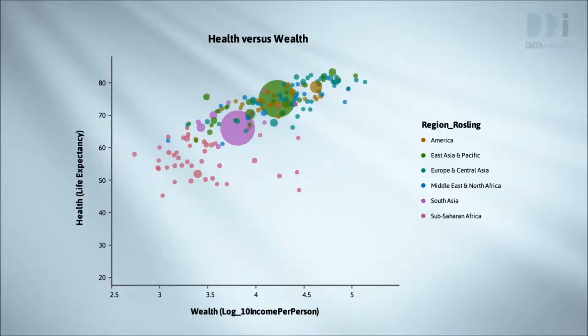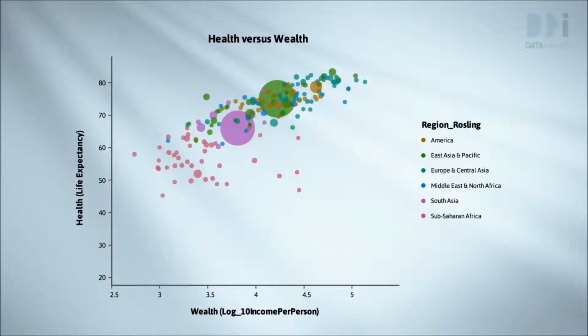The third biggest ball in brown belongs to the United States. The one region that stands out from all others is sub-Saharan Africa, whose points tend to fall lower, less healthy, and further to the left, poorer, than all the other regions. But that's not the most interesting story in the data. The most interesting is what's been happening over time.